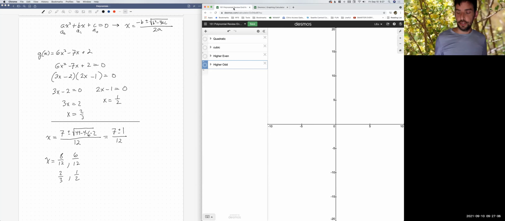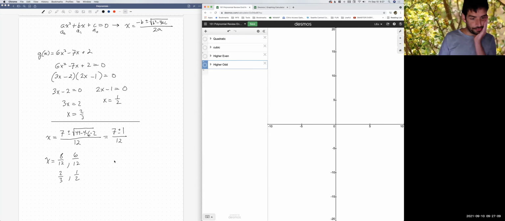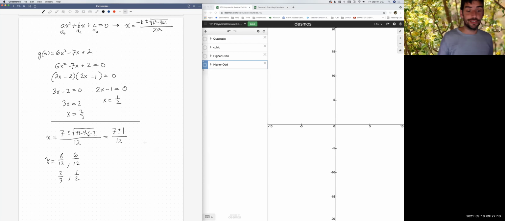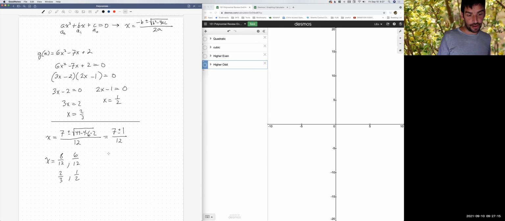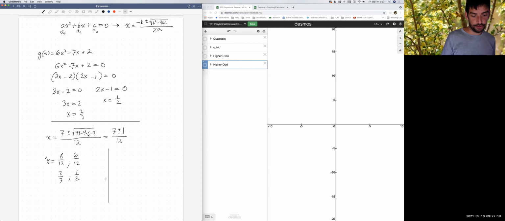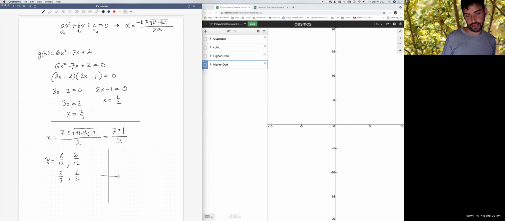Let's turn this off for now. What's this good for? Well, we're interested in zeros for a lot of reasons. One reason that we'll use right now is we can graph with the zeros. So here's a quick sketch.